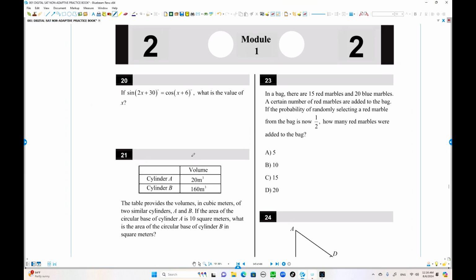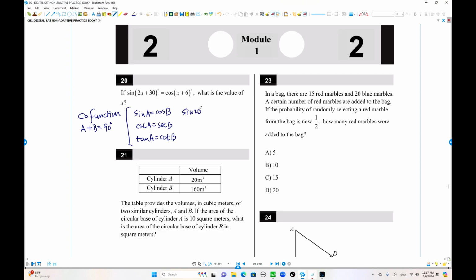Here is number 20. That is a co-function, right? If A plus B equals 90 degrees, these two angles are complementary. You can say sine A equals cosine B, or its reciprocal, cosecant A equals secant B, or tangent A equals cotangent B.